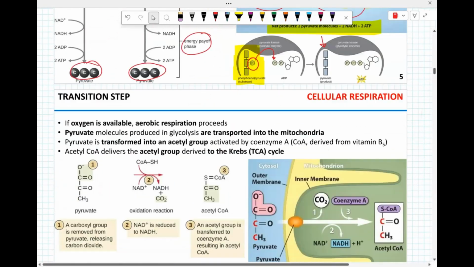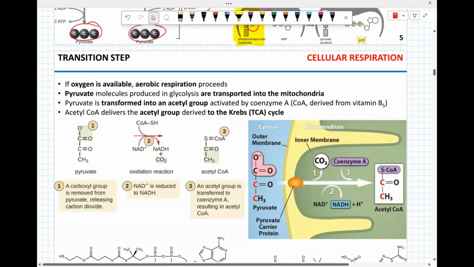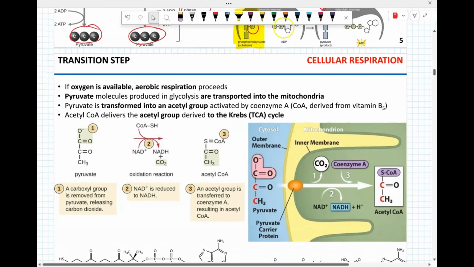So what happens to pyruvate next? If oxygen is present, pyruvate enters the transition step. Now, obvious question, what if it's not? We're going to talk about it later. So right now, the condition for aerobic respiration to proceed is the presence of oxygen.